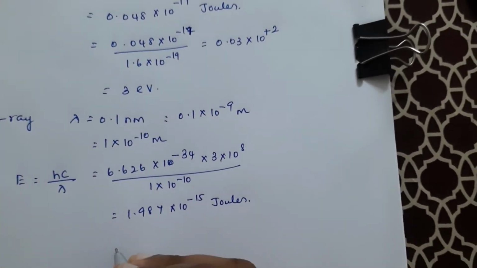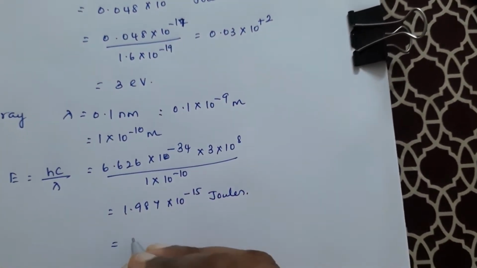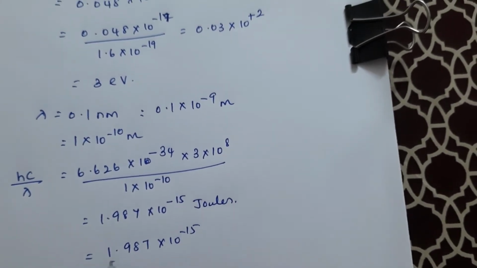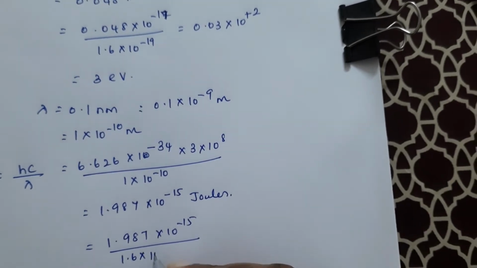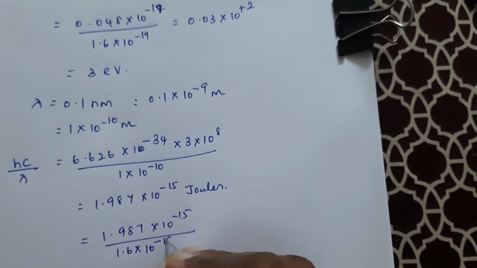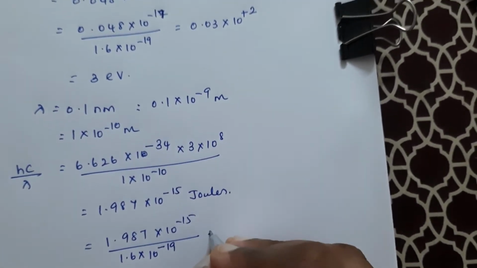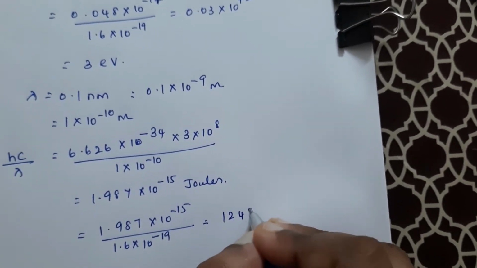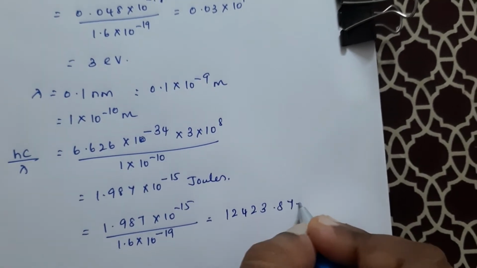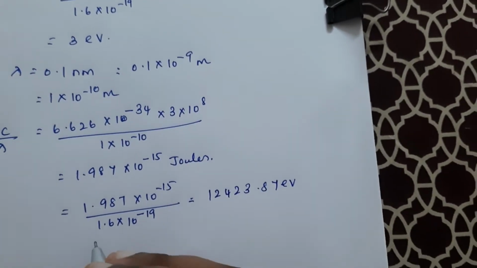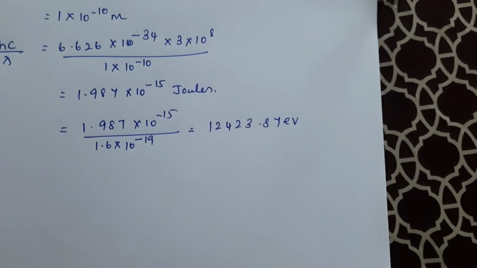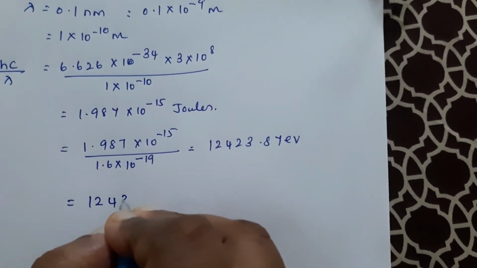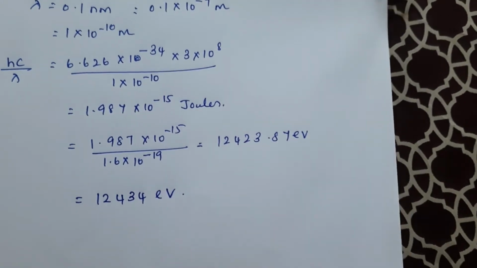Here if you want to convert it into electron volt, you have to divide it by 1.6 into 10 raised to minus 19. When you divide this, you will be getting 12423.87 electron volts. So this can be written as 12434 electron volts.